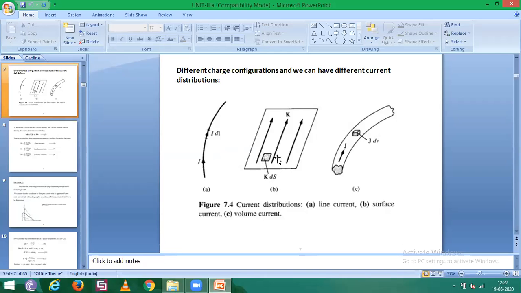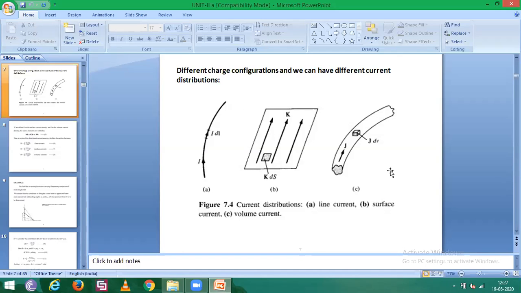So we have to calculate the magnetic field intensities due to these different types of current distributions, which can be done using Biot-Savart's law as well as Ampere's circuital law, which is another law we are going to discuss now. But as we know, it is always a tedious process to calculate, whether it is electric field intensity in electrostatics or magnetic field intensity in magnetostatics, using their respective first laws. It is always a tedious job.